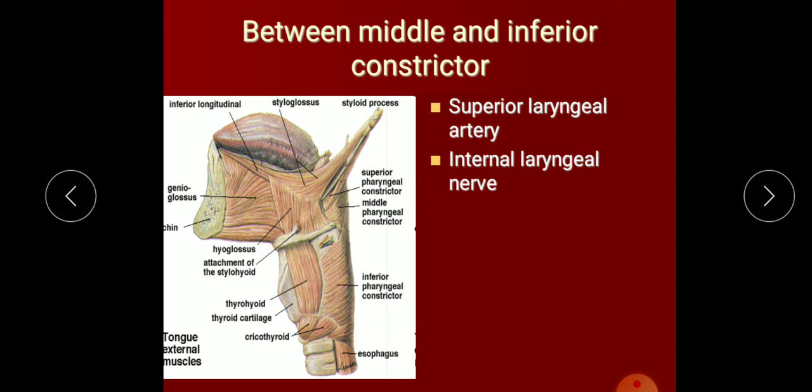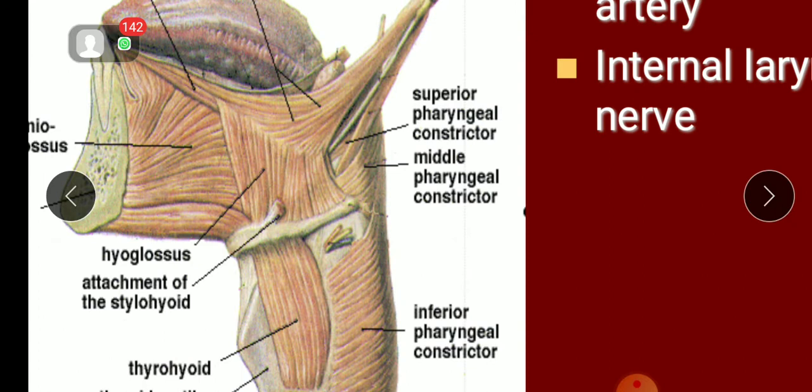So now, what are the structures which pass between the middle and the inferior constrictor? 2 structures again. One is the superior laryngeal artery and the other one is the internal laryngeal nerve. So, superior laryngeal artery and internal laryngeal nerve. So look at that figure again. You are seeing the middle constrictor.